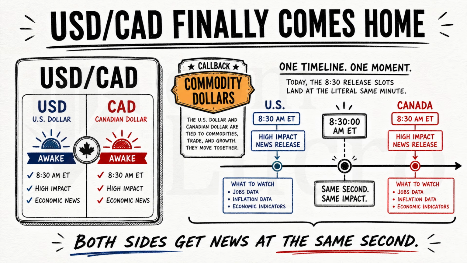Remember the commodity dollars video? We said the Canadian dollar is the American session's local. This is the only window where both sides of US dollar to Canadian dollar are properly awake, and it gets better. Canada publishes its own numbers at 8:30 in the morning too, the same minute as the United States. Twice a month or so, both sides of that pair get news at literally the same second, and US dollar to Canadian dollar does its entire week's living in about an hour.